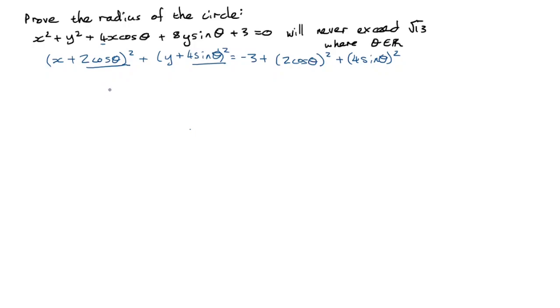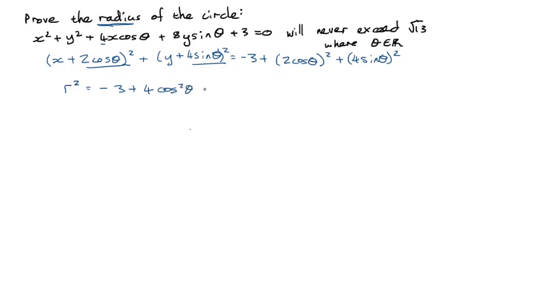If I wanted the center, if that was a question they were going to ask, it would simply be what comes out of here. It would be negative 2 cos, and the y value at the center would be negative 4 sine. But this question hinges on the radius, so I'm going to focus on this side, which represents the radius squared. So keep that in your mind. This side represents the radius squared. So we've got minus 3. Let's just multiply this out to see what's happening.